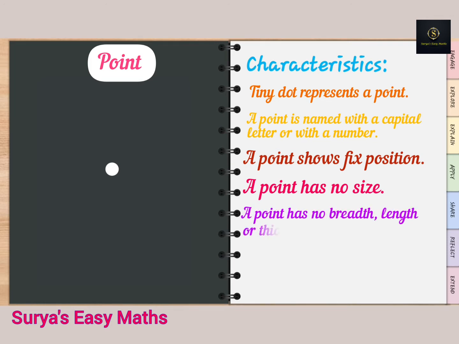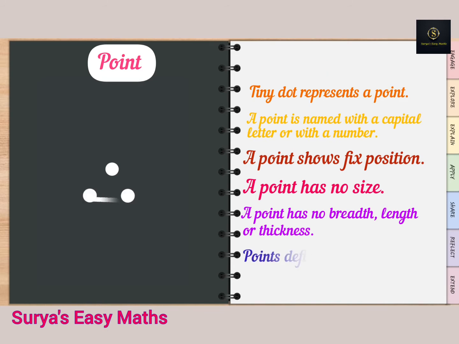It means children, the breadth means it doesn't have any wideness, it doesn't have any thickness or it doesn't have any length, that is height. So a point doesn't have any one of these. Points define shapes. With the help of points we can make shapes. Yes children, for example see here, with the help of points we have joined the points and we have prepared a triangle. So points define shapes.